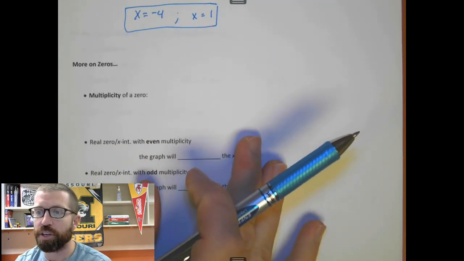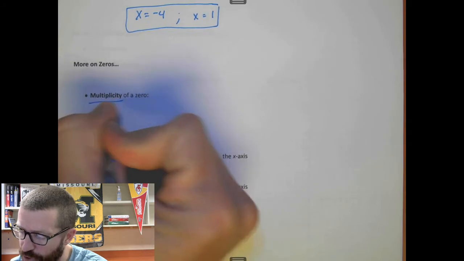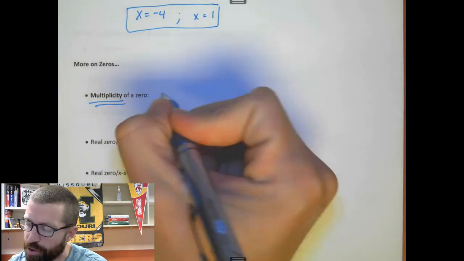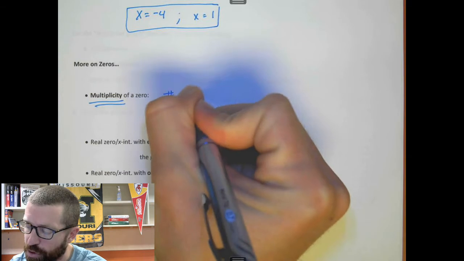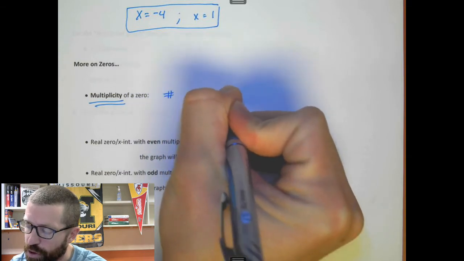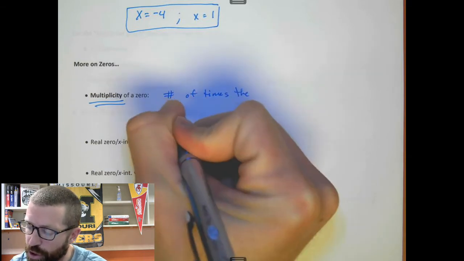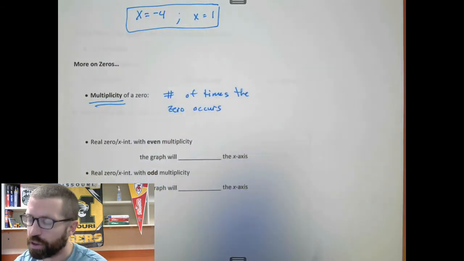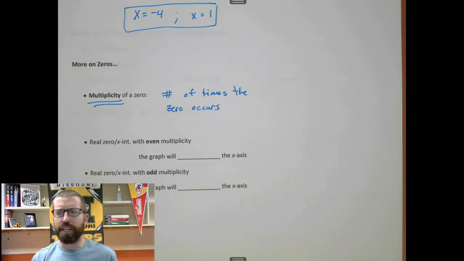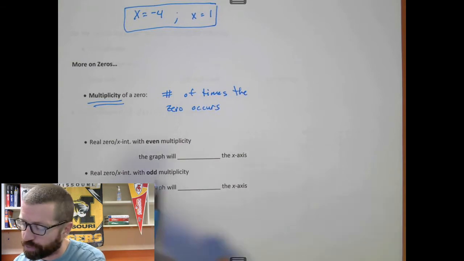Okay, so the multiplicity of zeros. Multiplicity, it's a nice, fun word to say. But this is the number of times, for lack of a better word, the zero occurs. And we'll see an example of that later in the video, and it'll make more sense. But for now, let's just think of multiplicity as the number of times it shows up in the function.